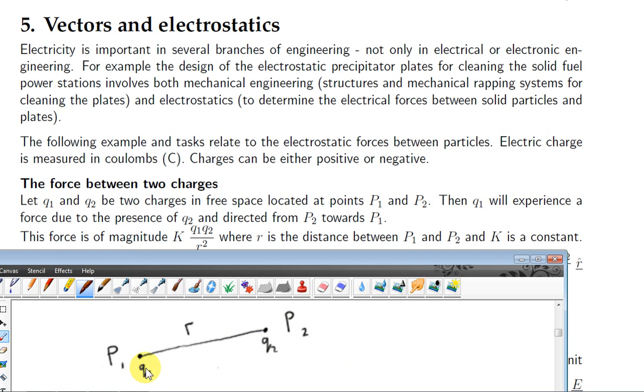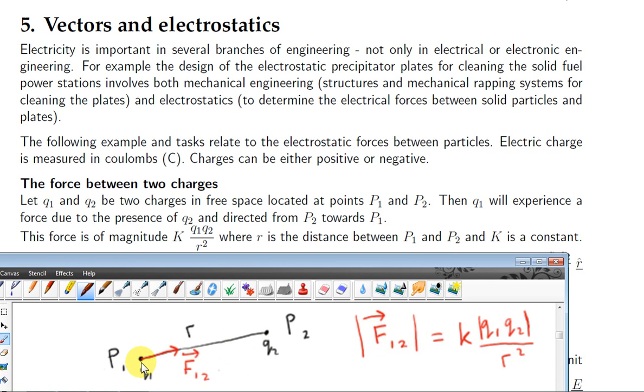Suppose the charges have opposite sign. Suppose Q1 is positive and Q2 is negative, or Q2 is positive and Q1 is negative. Then there will be a force of attraction between the charges. So there will be a force on Q1 in this direction, along the line joining the charges. So this is F12, and by Newton's third law, if there's a force on charge 1 due to charge 2, there must be a force on charge 2 due to charge 1, which is the same magnitude but opposite direction. So this will be F21, force on 2 due to 1.